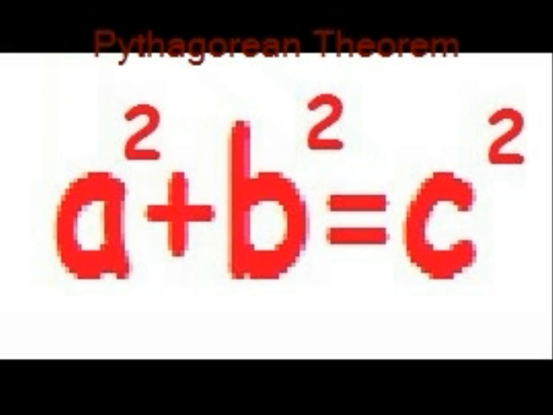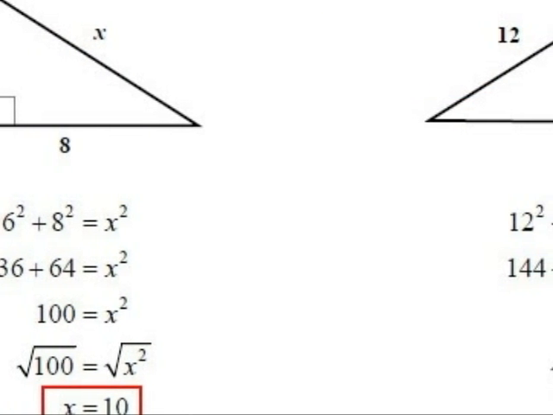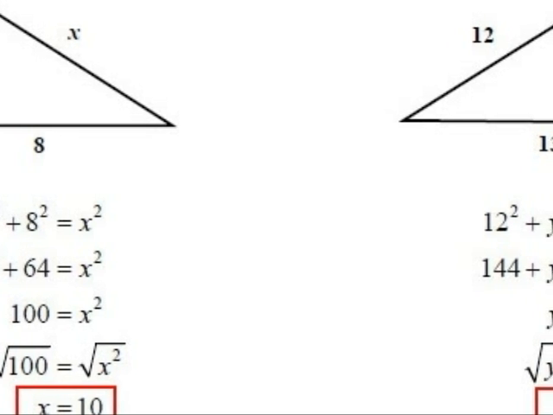In the Pythagorean theorem, a and b are the two legs, and c is the hypotenuse. a and b can belong to either of the legs, but c always corresponds to the hypotenuse. These are examples of how the Pythagorean theorem can be used to find the hypotenuse or either of the two legs.